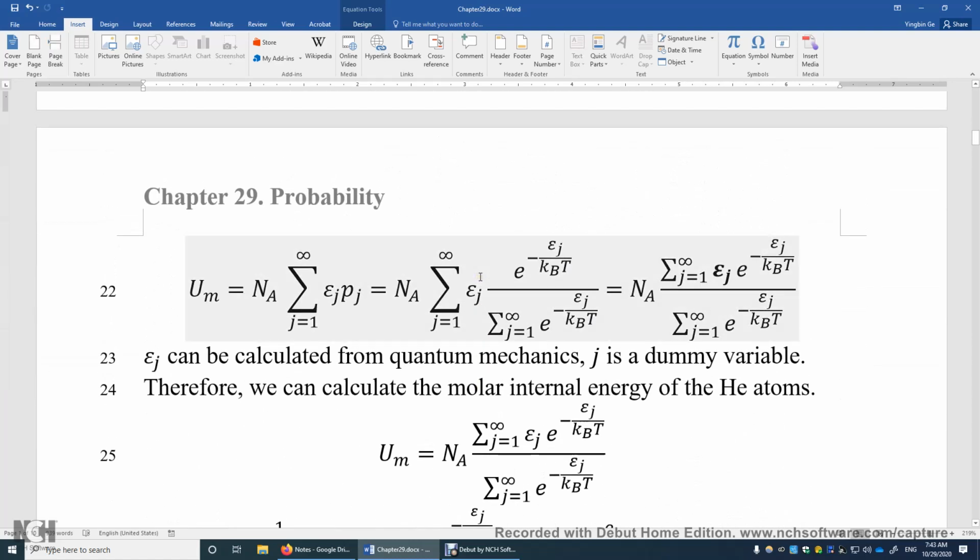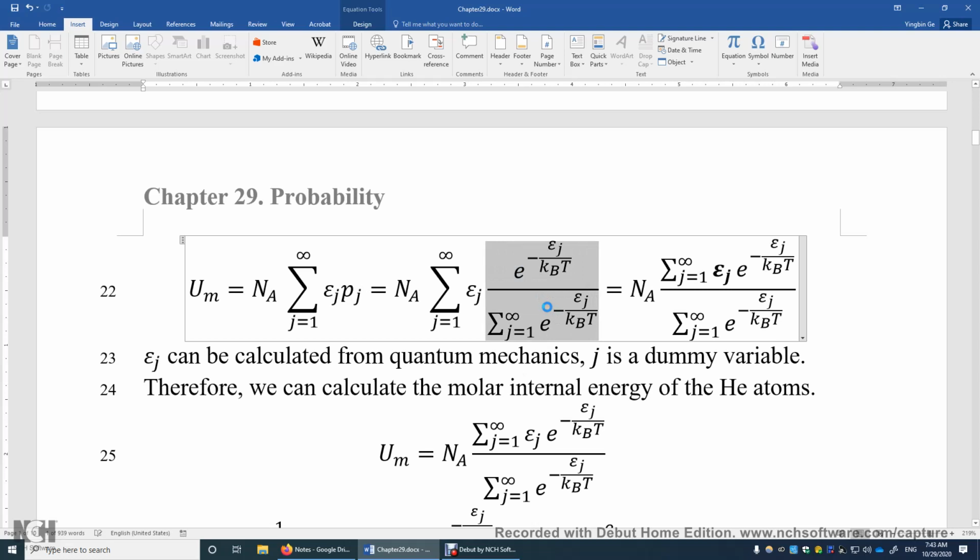Now let's look at the molar internal energy. The expression is the Avogadro constant times the sum of epsilon j times pj. And then we replace pj with its expression here. And then, again, because this sum on the bottom does not really depend on j. You see j here, but j is a dummy variable. Let me give you a simple example.